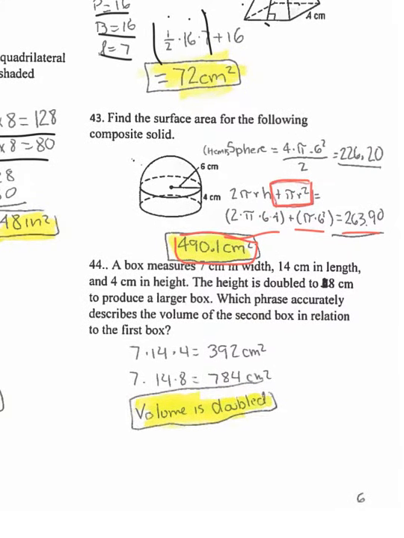44, a box measures 7 centimeters wide, 14 centimeters in length, and 4 centimeters in height. The height is doubled to 8 to produce a larger box. Which phrase accurately describes that? So that's what I did. Here's the volume. 7 times 14 times 4 is 392. Double the 4 to 8. 7 times 14 times 8 is 784. And that's literally double. You can divide them, and it's just 2, right? Even though we've talked about volume being three-dimensional, because only one of the measurements changes, you're only changing one dimension, so it is just doubled.